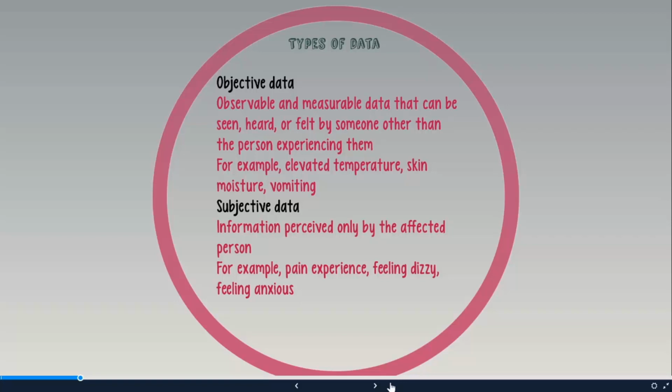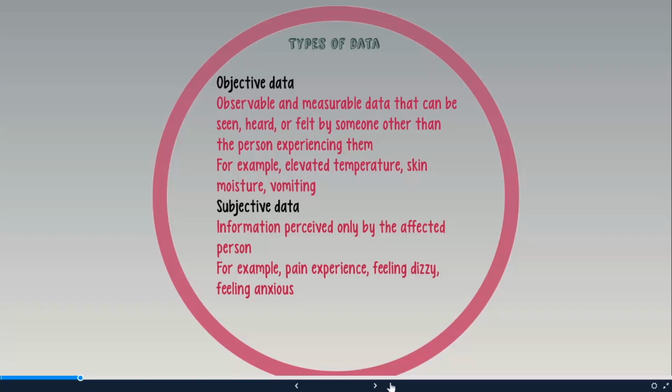Objective is going to be observable and measurable. And how I remember objective data is by the word observed. So objective, we have an O in observed. So objective is observed, measurable data that can be seen, heard, or felt by someone other than the person experiencing them. For example, elevated temperature, skin moisture, or vomiting.